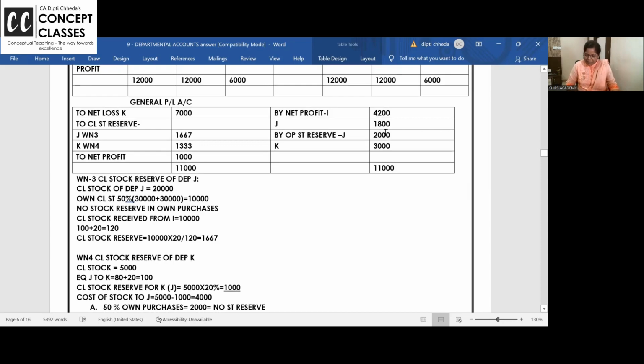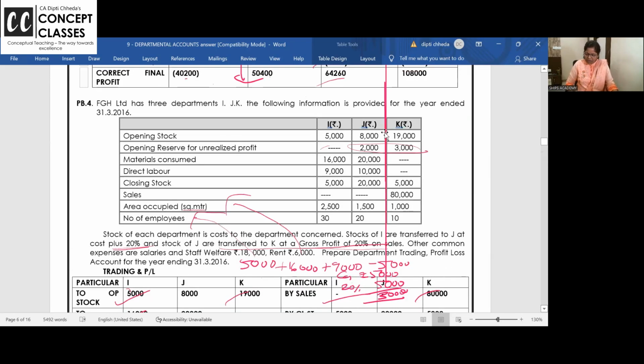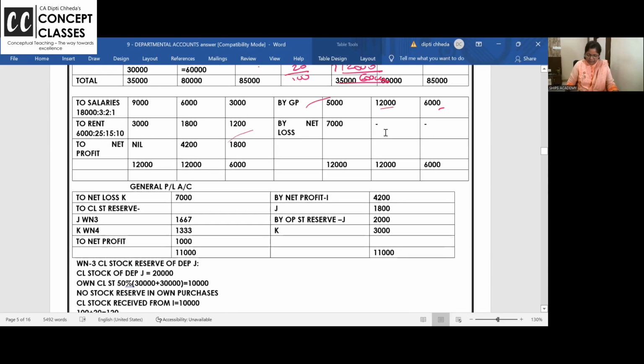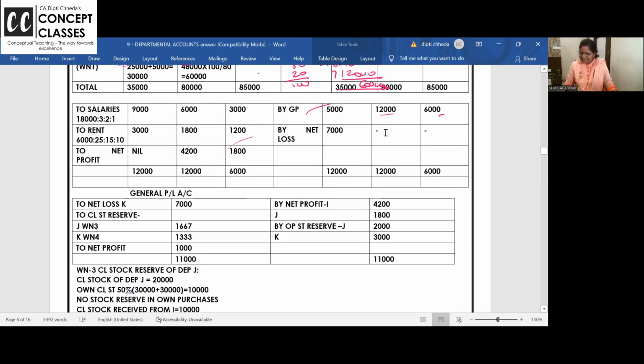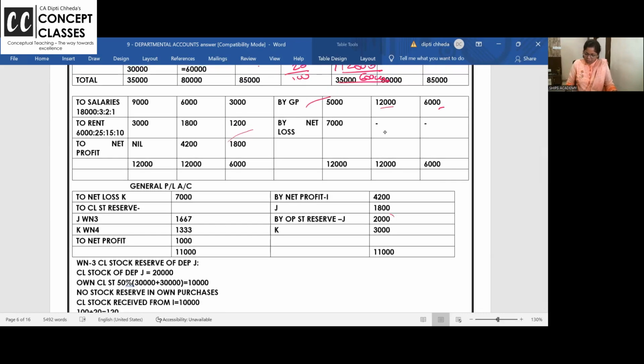Bring the GP down. Salaries को apportion कर लो, rent को apportion कर लो, calculate the profit. And in the general P&L account, in opening stock reserve is there. ये रहा. Is opening stock reserve there? 2,000 and 3,000. Yes. Take it. Opening stock reserve. Now we have to calculate the important googly in the problem, closing stock.